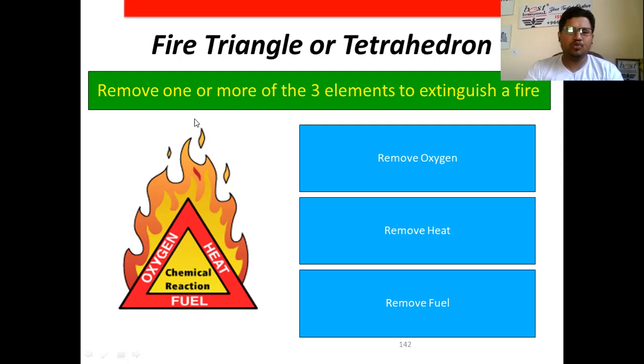So make sure, whenever there is a triangle of oxygen, heat, and fuel meeting together and a chemical reaction created, then of course fire will be there. But if you want to eliminate fire, remove one of the elements, either oxygen or heat or fuel, whichever is easier as per the condition or the situation you're facing.